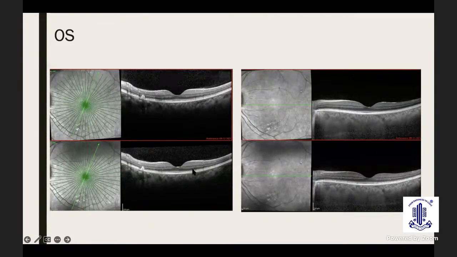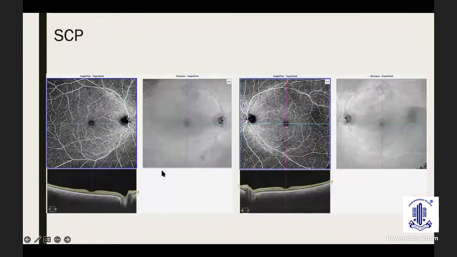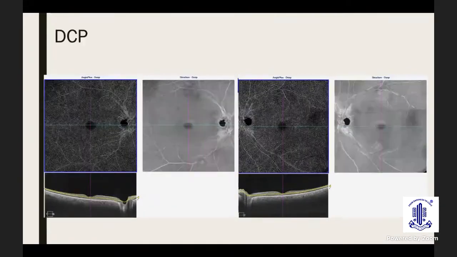You don't have the inverted saucer shaped sign. And here in the OCTA, the vessel density almost looks fine. It is not too affected, but multifocal ERG has been able to pick up the reduced responses even early on.